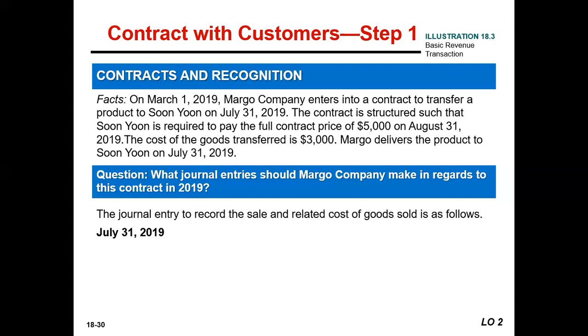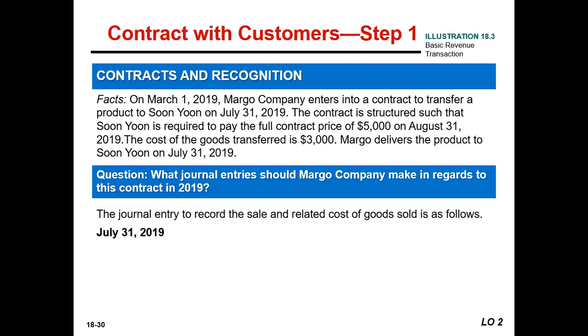The contract is structured such that Sun Yun is required to pay the full contract price of 5,000 on August 31. And the cost of the goods transferred is 3,000. Margo delivers the product to Sun Yun on July 31. What journal entries should Margo Company make in regards to this contract in 2019?